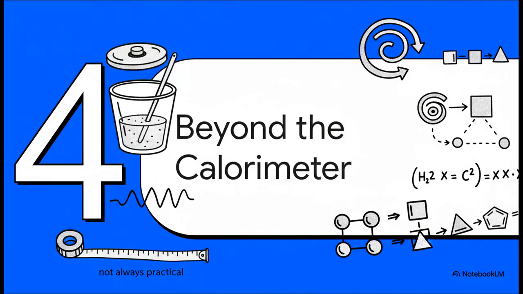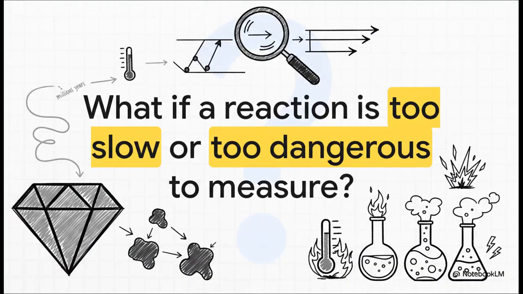So we've got the direct measurement part down. But what happens when that's just not possible? Let's explore a more theoretical approach. This is where chemists get really clever and move from the lab bench over to the whiteboard. I mean, think about it.